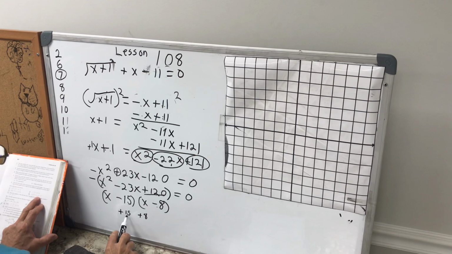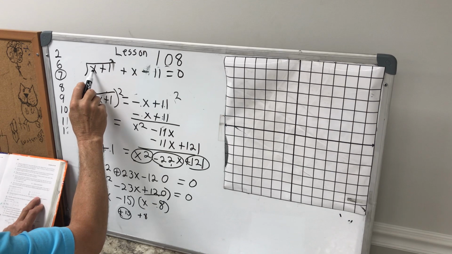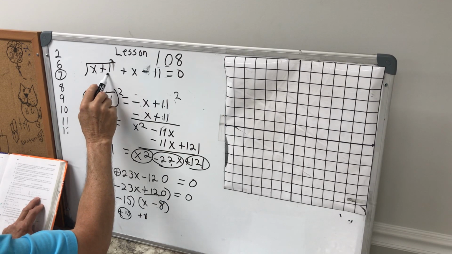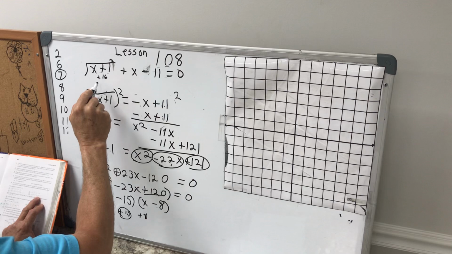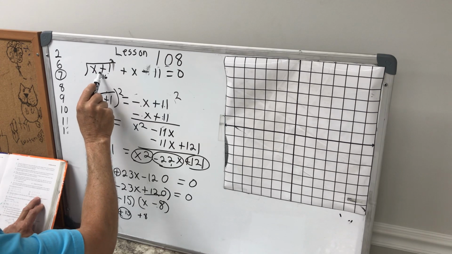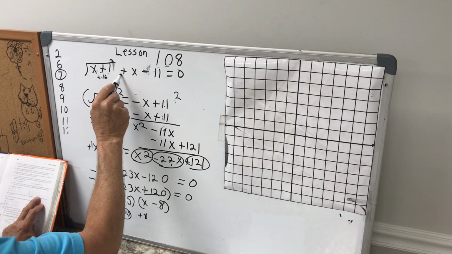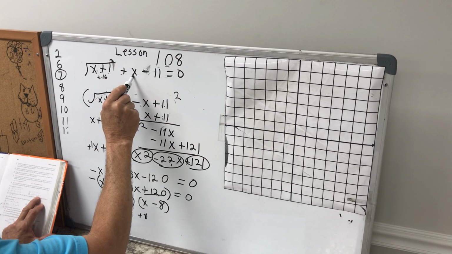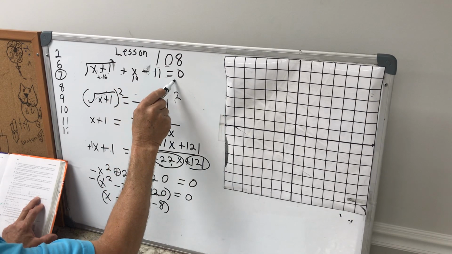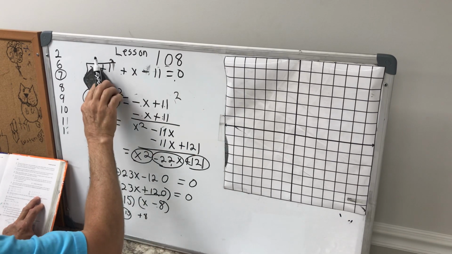We're going to try 15 down here, this positive 15. Put it right here. So if x equals positive 15, plus 1 is a positive 16. Square root of 16 is 4. With me, 15 plus 1 is 16, and the square root of that is 4, plus, again, x is 15. 4 plus 15 is 19. 19 minus 11, does that equal 0? No, it does not. 15 does not work.